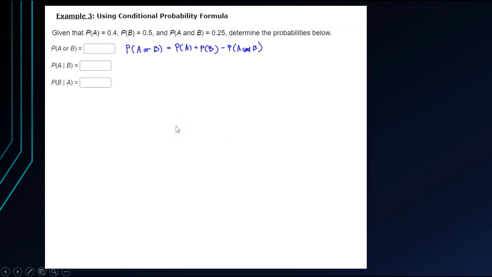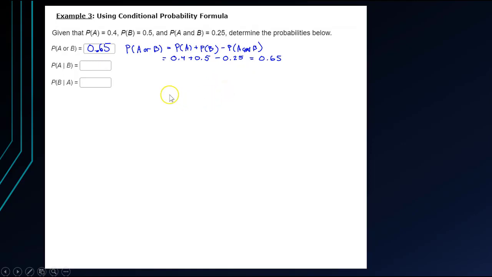Well, if it's possible to have A and B both happening, then when I do A or B, going back to the cards we did in a previous example, there is a possibility that you could count something twice. That's why when we use this formula, it's the probability of A plus the probability of B minus the probability of both A and B. We can do this with Venn diagrams as well, but in general, using this formula, it's going to be 0.4 plus 0.5 minus 0.25, which is 0.65.